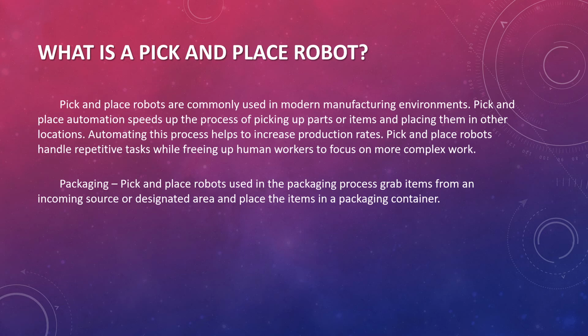What is a pick and place robot? Pick and place robots are commonly used in modern manufacturing environments. Pick and place automation speeds up the process of picking up parts or items and placing them in another location automatically. This process helps to increase production rates. Pick and place robots handle repetitive tasks while freeing up human workers to focus on more complex work.